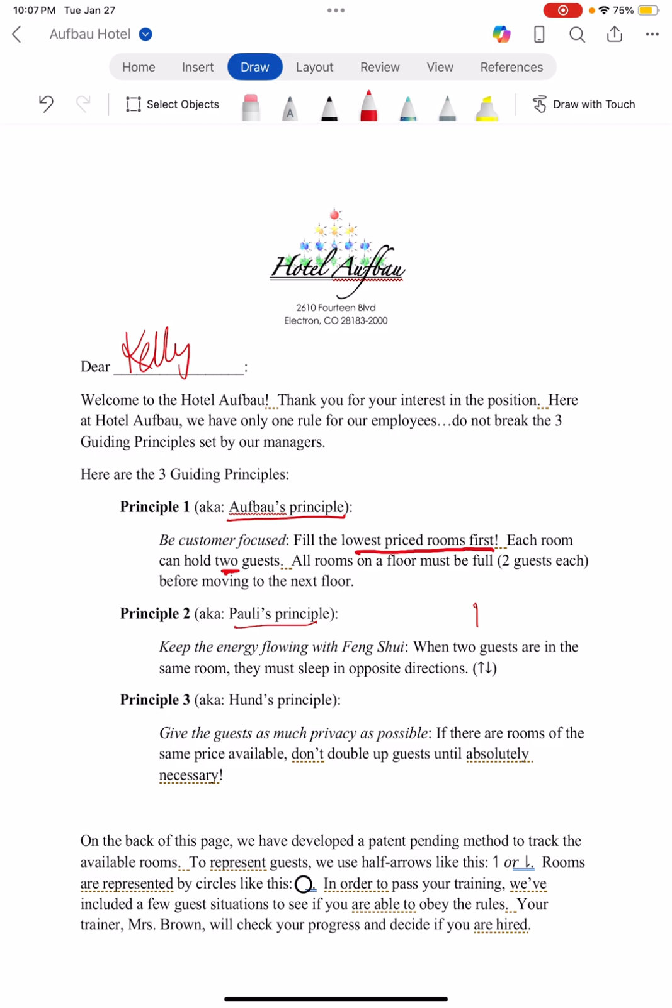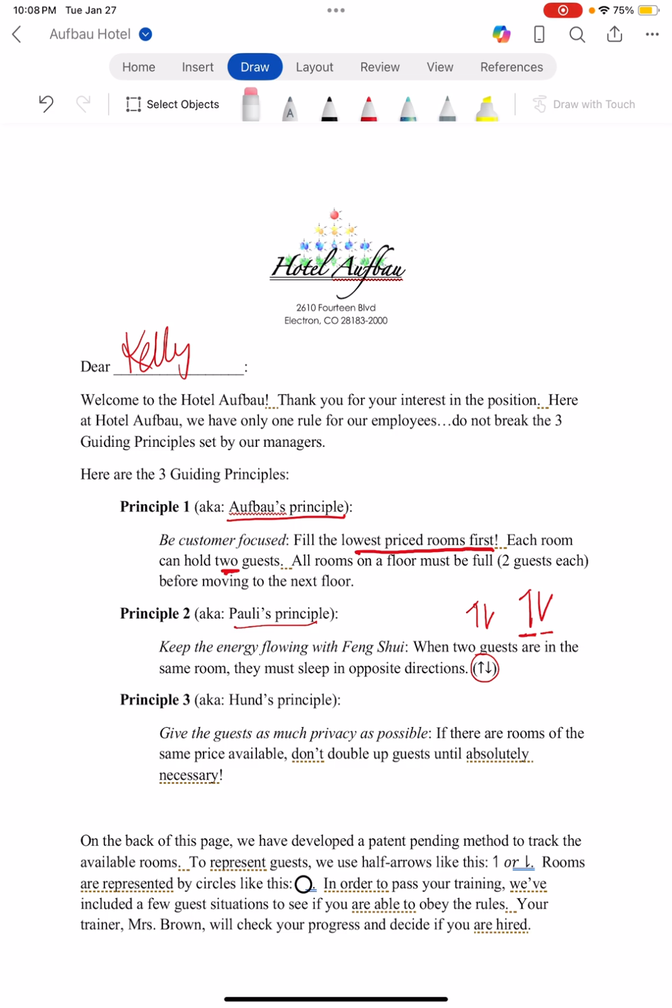So each arrow that you're going to draw in, that's typically how you draw them, not like these, but a half arrow. Each one of these represents a guest. So the 2 guests have to sleep in opposite directions. Okay, so that's principle 2.